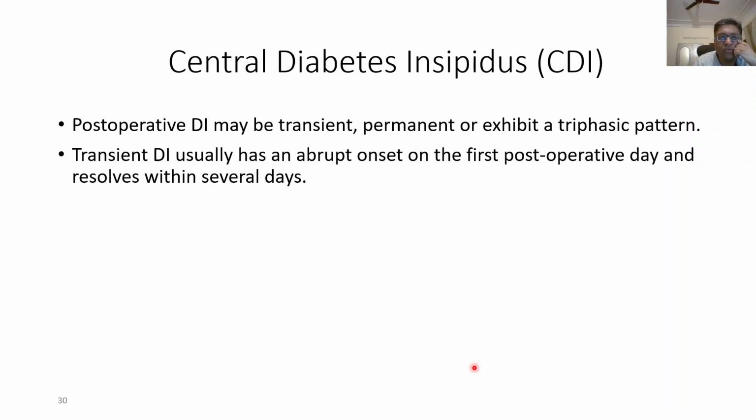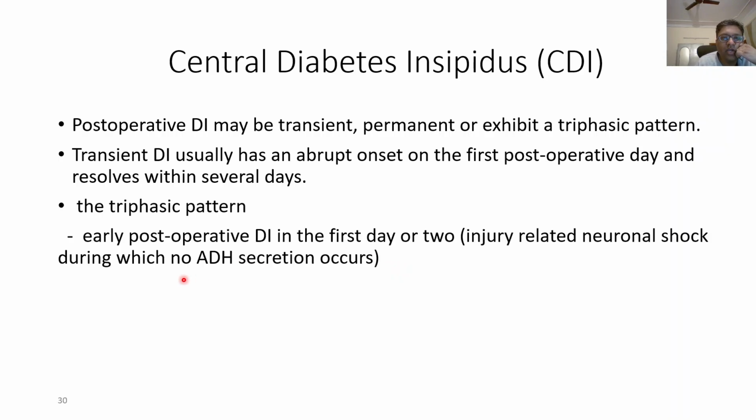So it also can be post-operative. This post-operative DI may have a transient, permanent, or triphasic pattern. Transient DI usually has an abrupt onset on the first or second post-operative day and resolves within several days, but the triphasic pattern happens when there is early post-operative DI in the first day or two. There is injury related to the neuronal shock, when suddenly there is no ADH secretion happening.